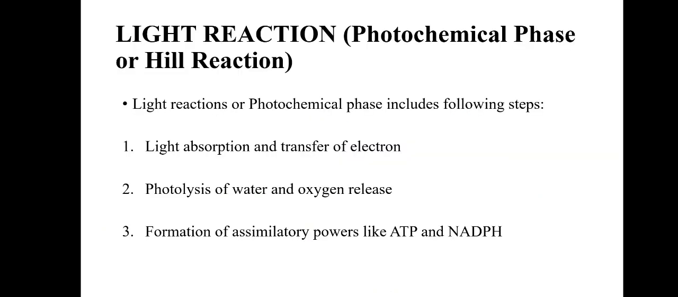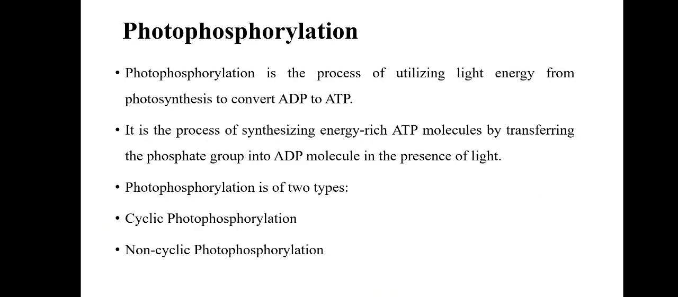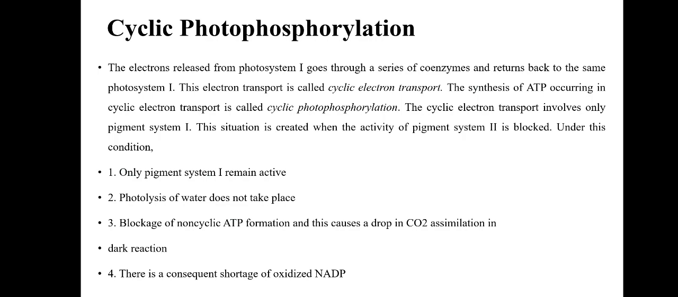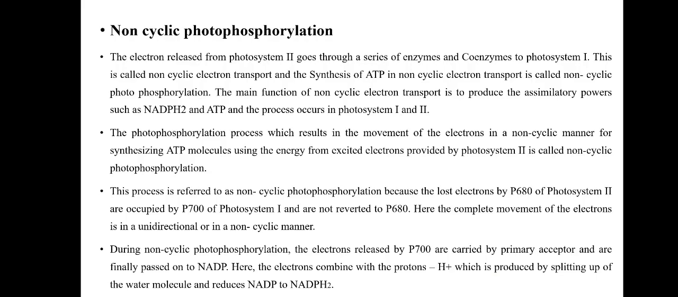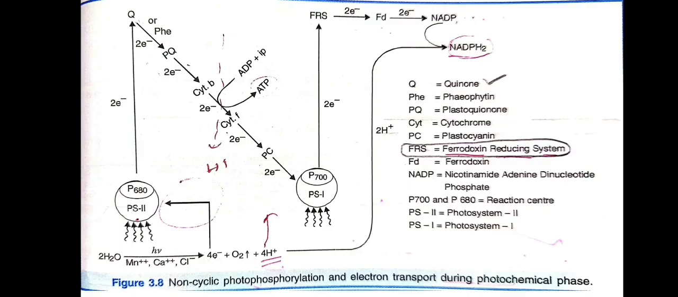Light reaction takes place in the thylakoid membrane, dark reaction takes place in the stroma. Then what is photophosphorylation? It is the production of ATP in the presence of sunlight. One is cyclic photophosphorylation, where the electron moves in a cyclic manner and returns back to the original position. Then what is non-cyclic photophosphorylation? It is otherwise known as the Z scheme.